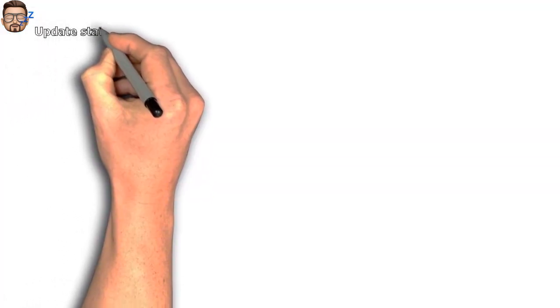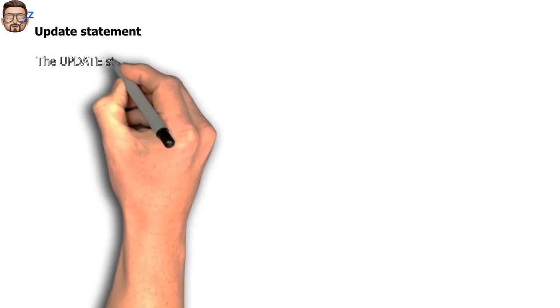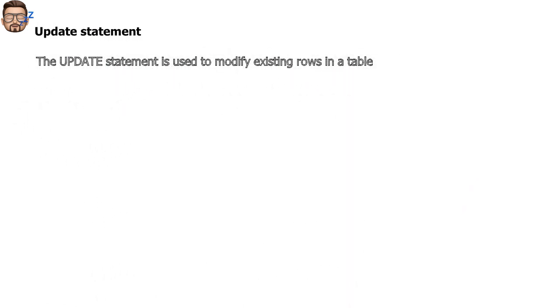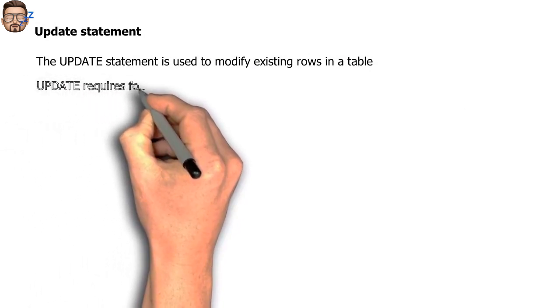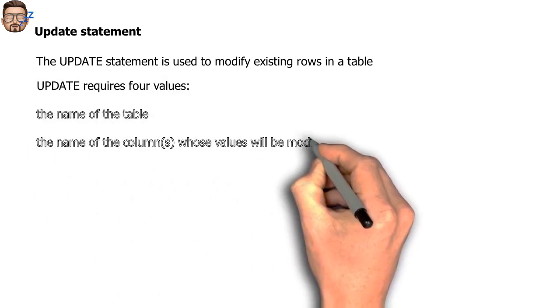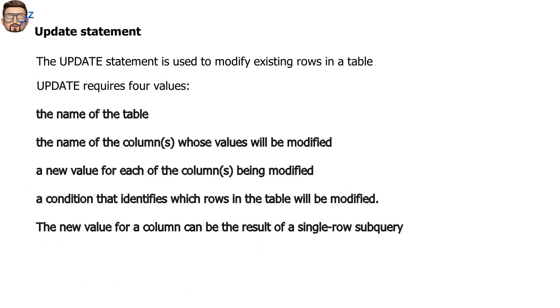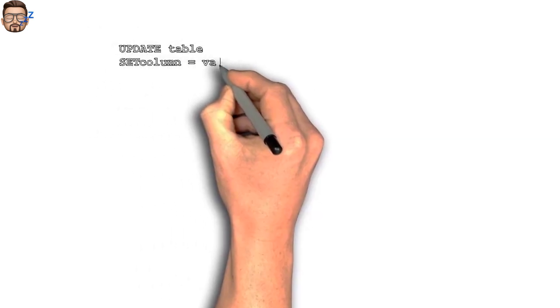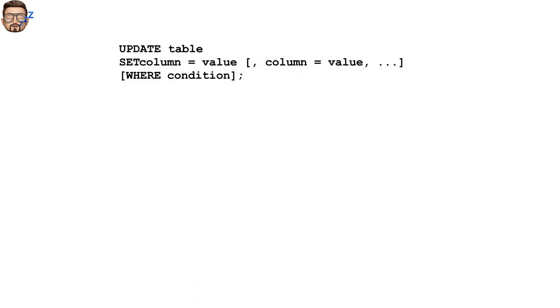Let's continue with the update statement. The update statement is used to modify existing rows in a table. Update requires 4 values: the name of the table, the name of the columns whose values will be modified, a new value for each of the columns being modified, a condition that identifies which row in the table will be modified, and the new value for a column can be the result of a single row subquery. So this is the syntax of the update statement. Update table name, set column equals to value, where we have a condition.